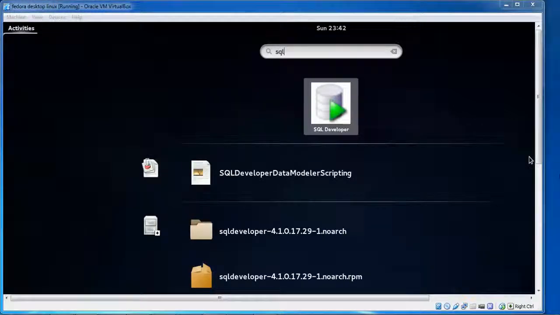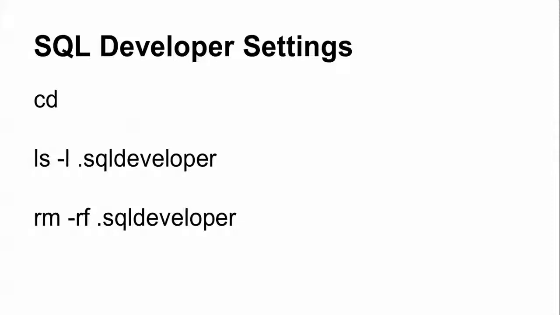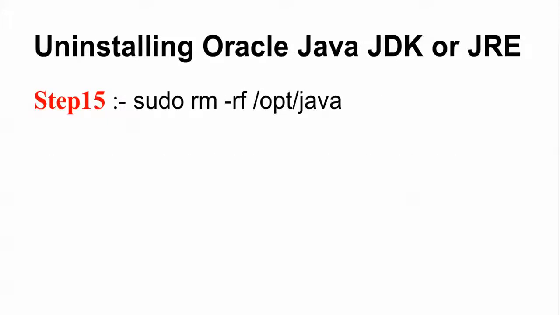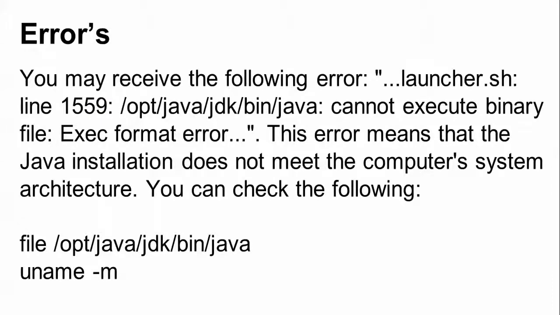It will start. If you want to set SQL Developer settings, just type these three commands. If you want to uninstall SQL Developer, you need to type step 13 and step 14, the two commands to completely uninstall SQL Developer on your Fedora. And if you want to uninstall the Oracle Java JDK, you also need to type this step, rm -rf /opt/java, and it is going to remove it. If you get any kind of error during the installation, you need to check the installation path which we have given, and check the architecture also.